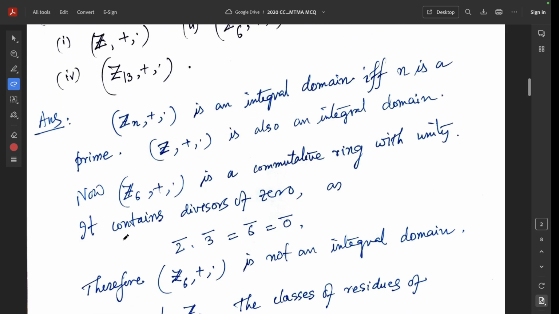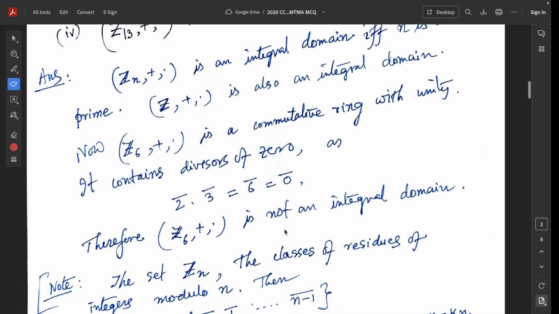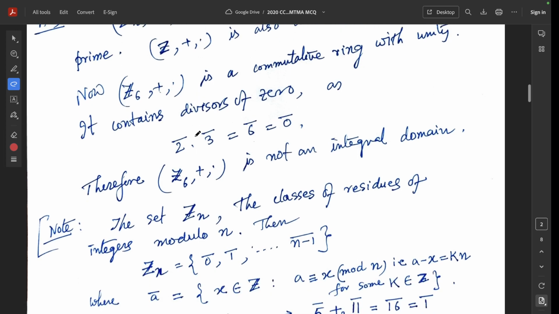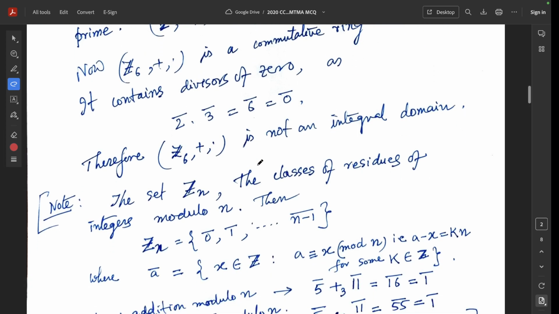And because it contains divisors of 0: class 2 belongs to Z6 and class 3 belongs to Z6. Class 2 times class 3, multiplication modulo 6, equals class 6, that is equal to class 0. So Z6 contains divisors of 0. Class 2 and class 3 are divisors of 0 in the ring Z6 plus dot. Therefore, Z6 plus dot is not an integral domain.